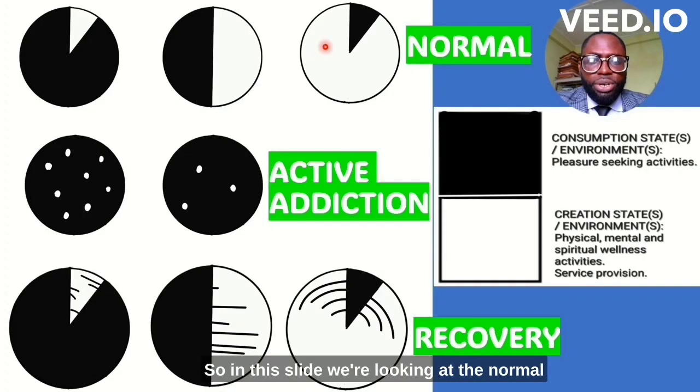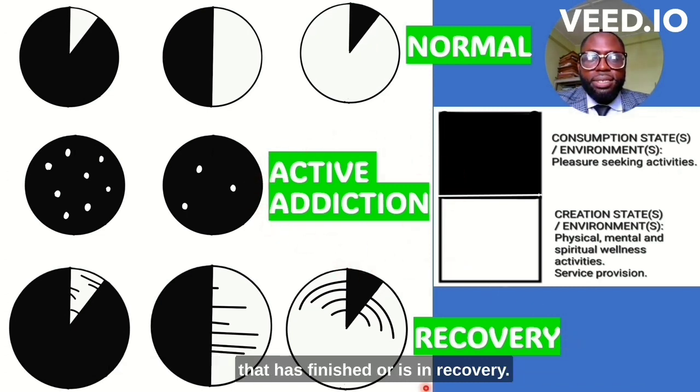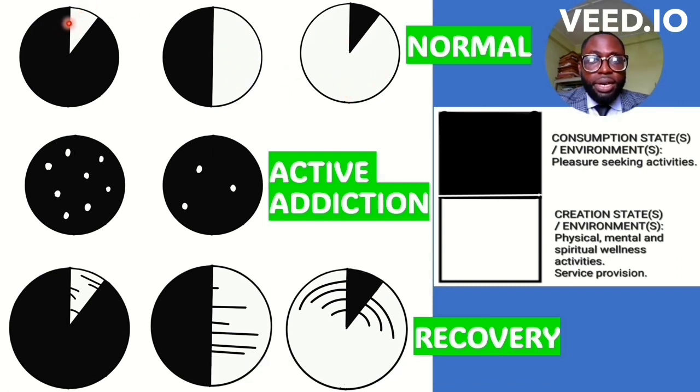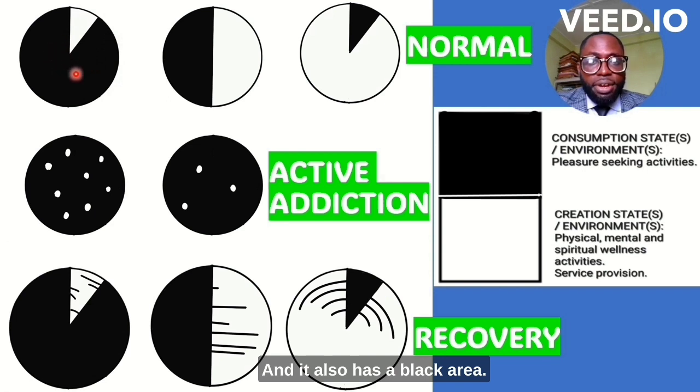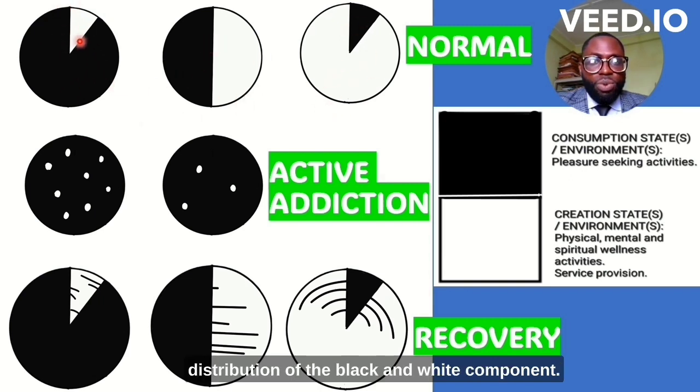Okay, so in this slide, we're looking at the normal population, a population having active addiction, and a population that has finished or is in recovery. All right, this slide shows eight cycles, that each cycle has a white area, and let's call this white area the creation state or the creation environment. All right, and it also has a black area. Let's call this area the consumption state. Now, each of the circles has a different distribution of the black and white component.